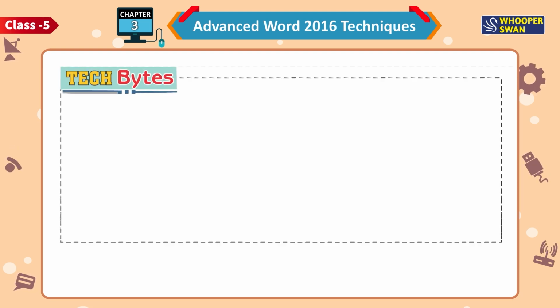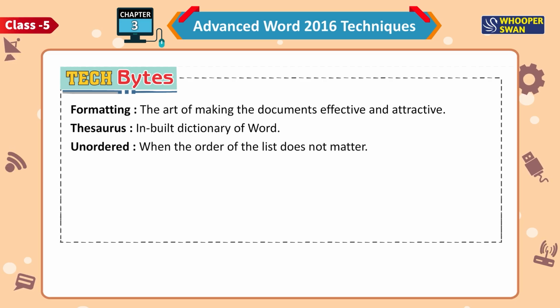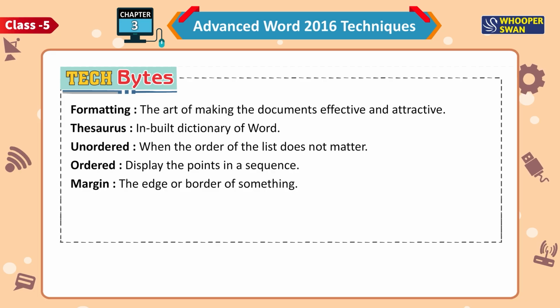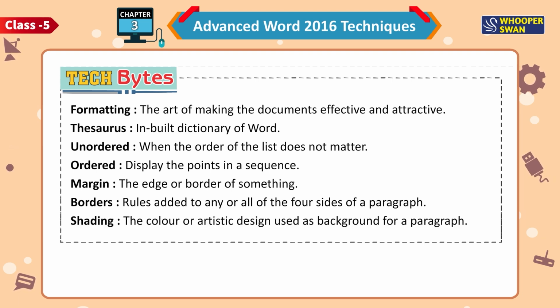Tech Bytes. Formatting, the art of making the documents effective and attractive. Thesaurus, inbuilt dictionary of Word. Unordered, when the order of the list does not matter. Ordered, display the points in a sequence. Margin, the edge or border of something. Borders, rules added to any or all of the four sides of a paragraph. Shading, the color or artistic design used as background for a paragraph.